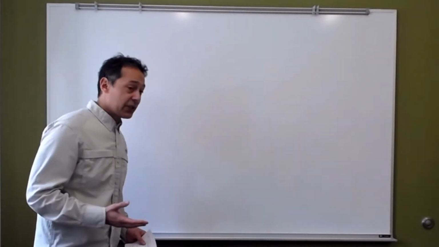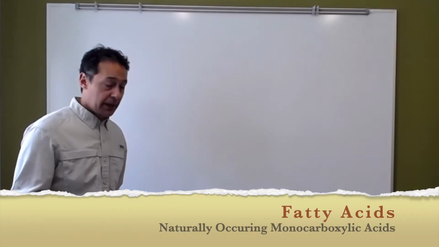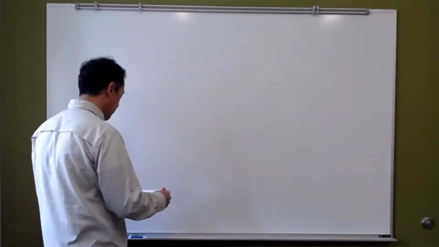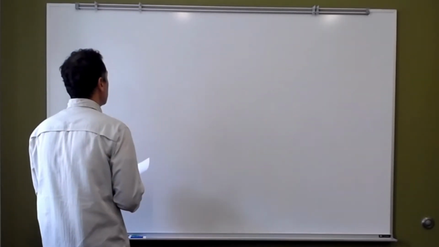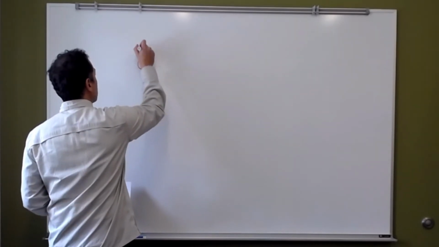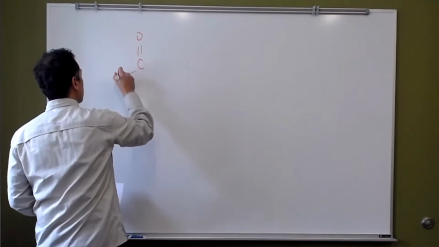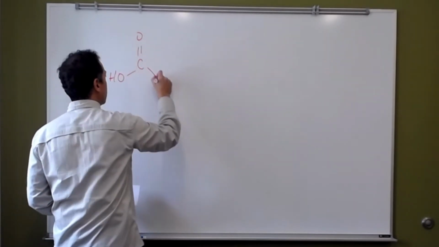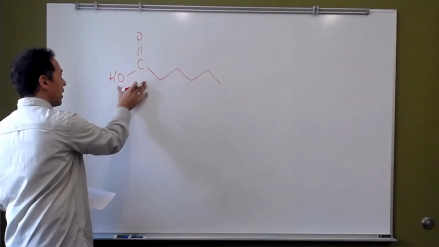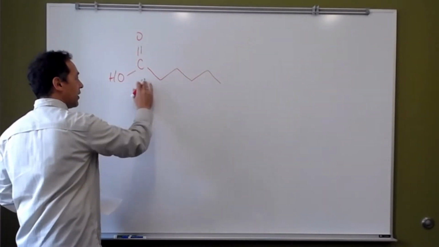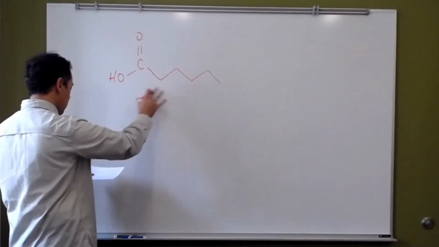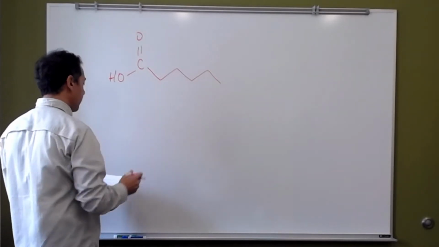Now, fatty acids are naturally occurring monocarboxylic acids. And so if we were to take a look at the structure of a fatty acid, it looks basically like this, where we have our carbonyl group like this, and then coming off like that. So here's our carboxylic acid portion, and then there's this tail that comes off of just carbon atoms. So this right here is our fatty acid.